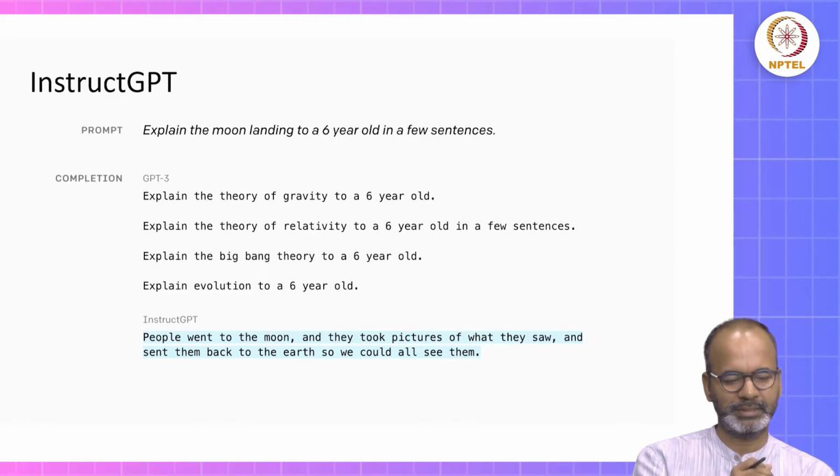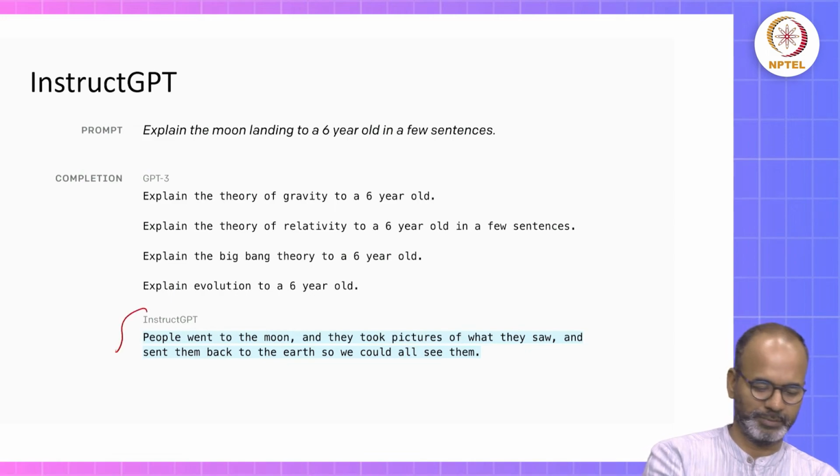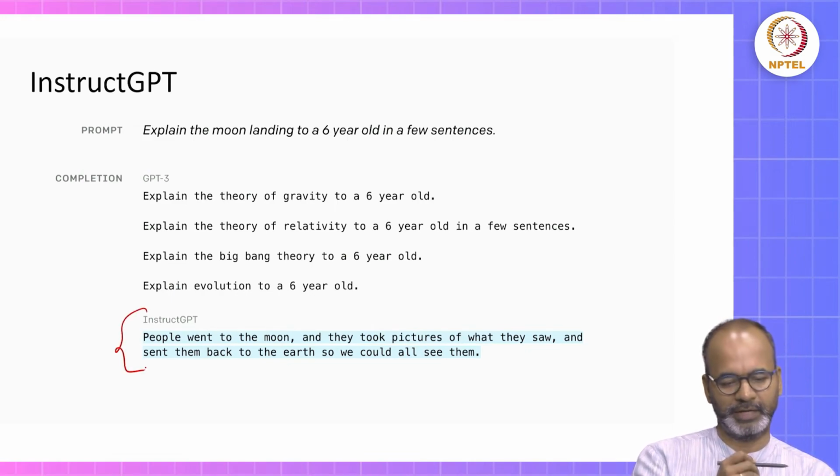Here are some examples. First is: explain the moon landing to a 6-year-old in a few sentences. The response from InstructGPT would be very, very specific, saying that people went to the moon and they took pictures of what they saw and sent them back to the earth so we could all see them. That's InstructGPT output for explaining the moon landing. That's why InstructGPT is very, very specific for certain types of tasks, and it's been trained on a specific set of data.